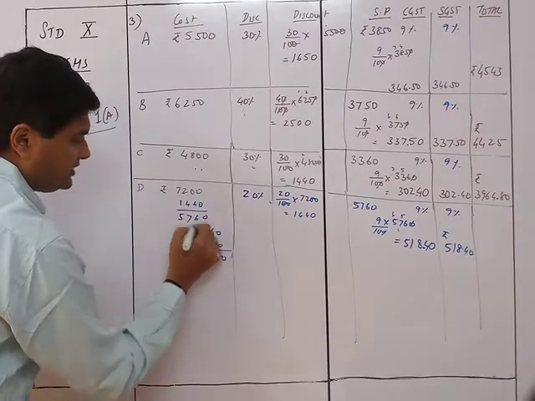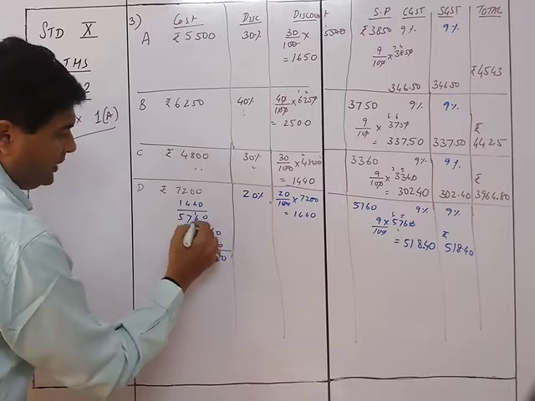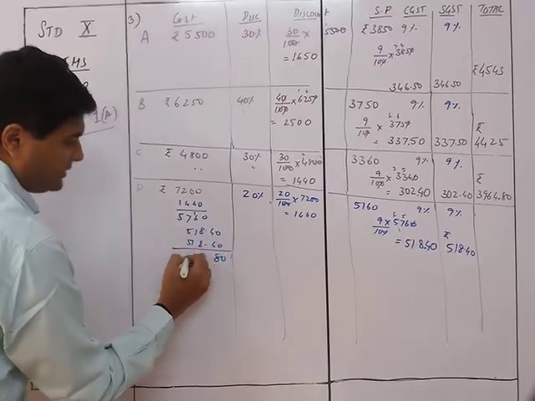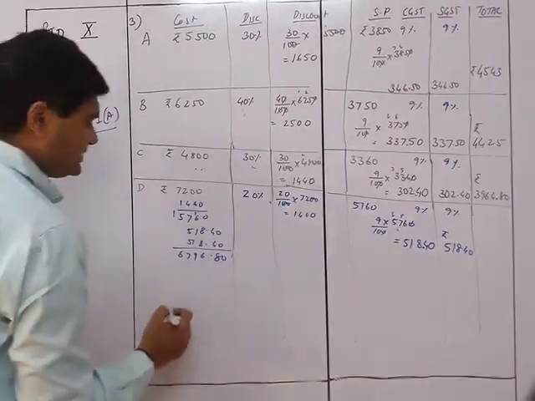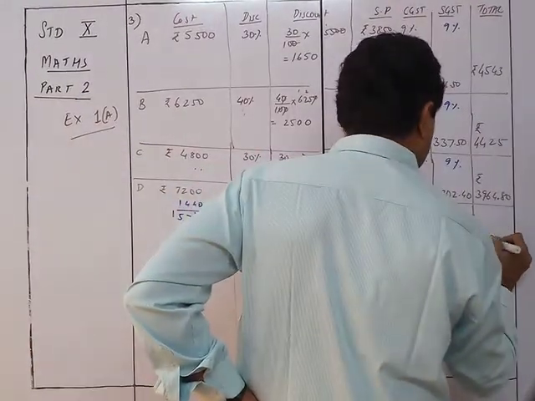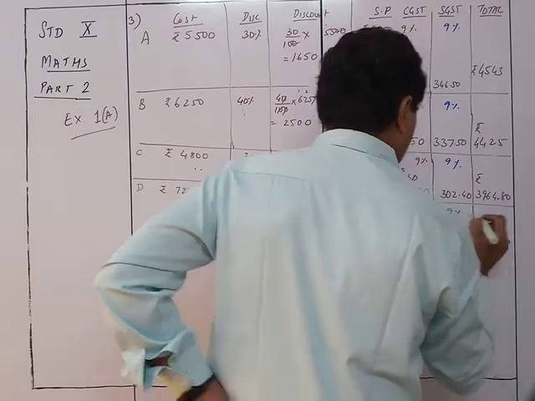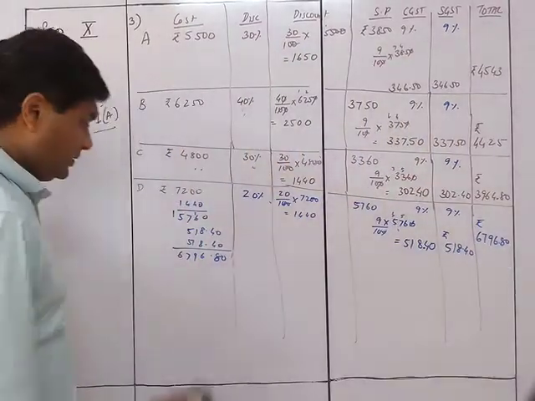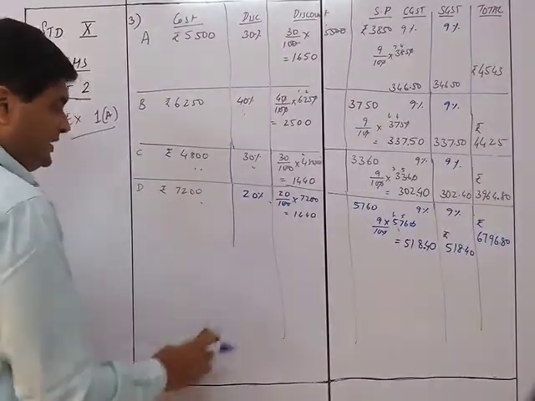This will be 16 rupee, 16, and this will be 6, 7, 8, 9, and then 17, and then 6. So 6796.80 rupees will be the answer for the D part.